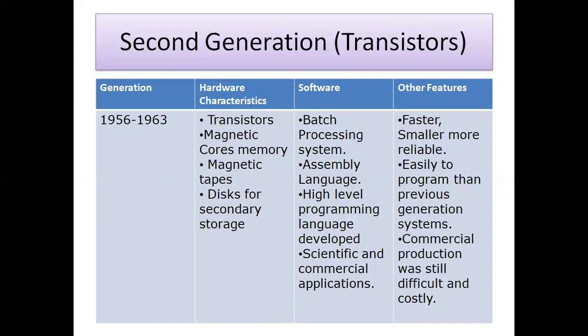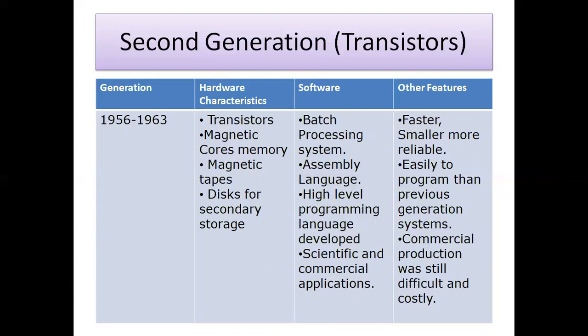Next, high level programming languages were developed in this particular generation. High level programming languages means, for example, what nowadays we are hearing: C, C++, Java, Oracle. That means in this generation they started developing high level languages. Here, these computers are used for both scientific and commercial purposes. Coming to other features, these computers are faster, smaller and more reliable. And programming can also be done easily when compared to the first generation. In this generation also commercial production was still difficult and costly.